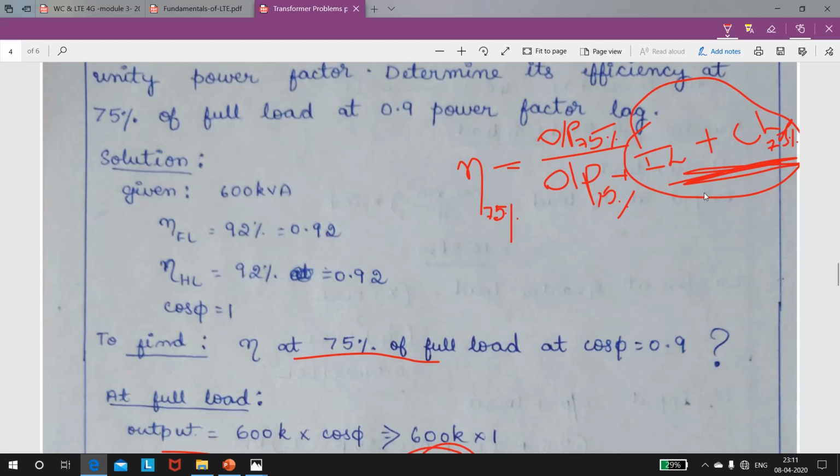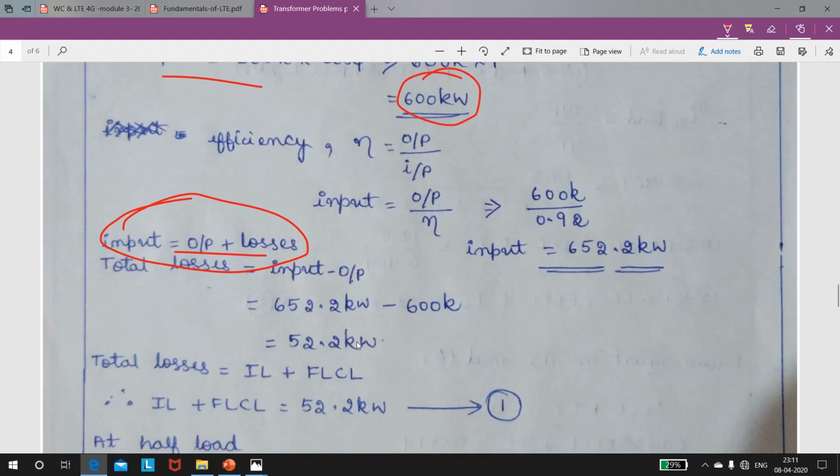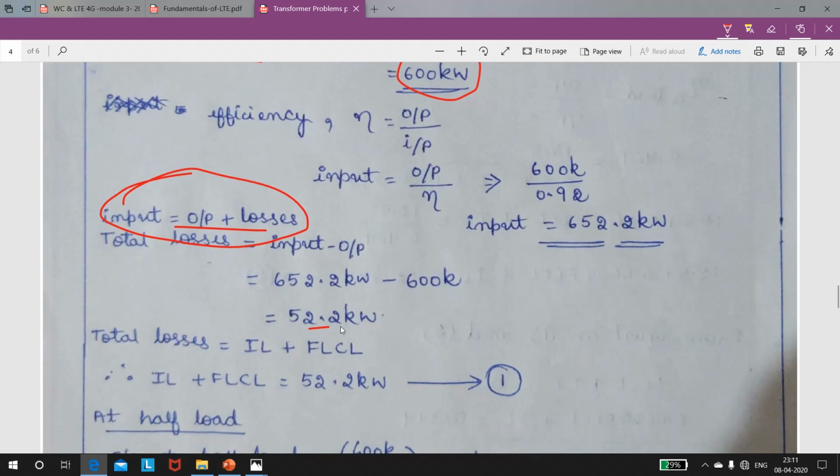How can you find out the iron loss plus copper loss? That is by using this equation. If you see here, output you know, input you know, can you find out the losses? Correct? So total losses is equal to input minus output. Input is given here, output is calculated here, so you can find out the loss. This is nothing but equal to iron loss plus full load copper loss. So iron loss plus full load copper loss is equal to 52.2 kilowatt.